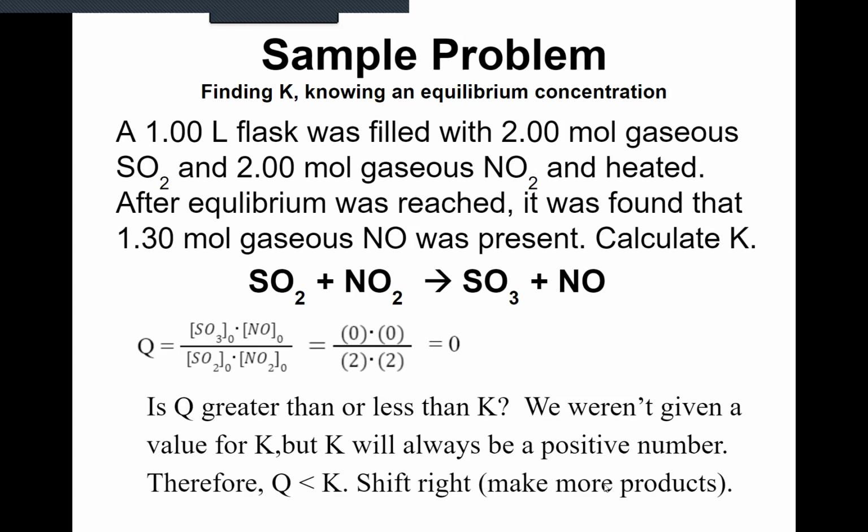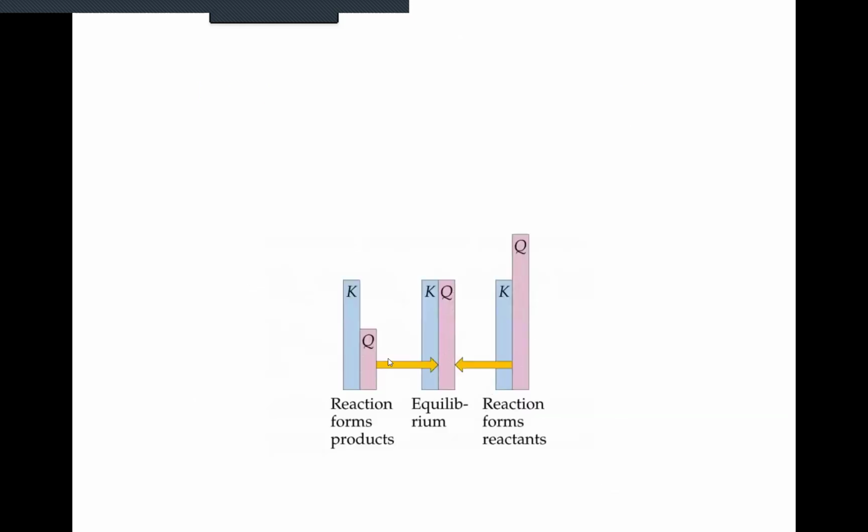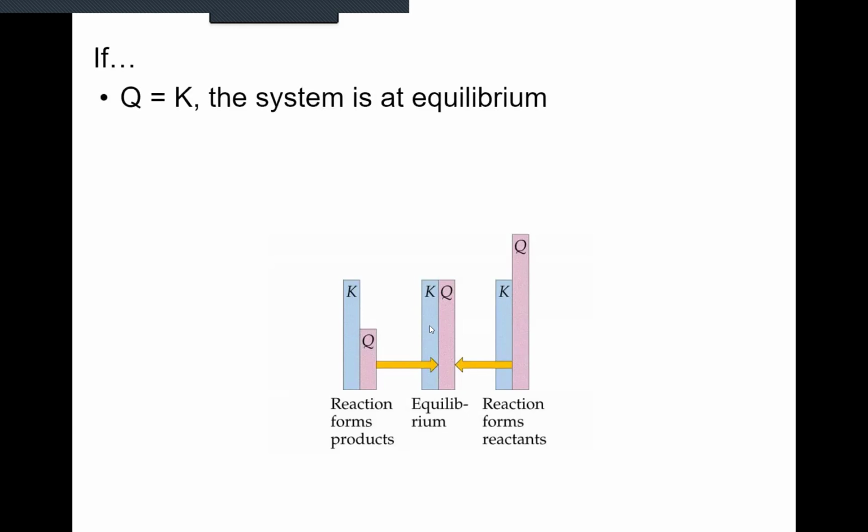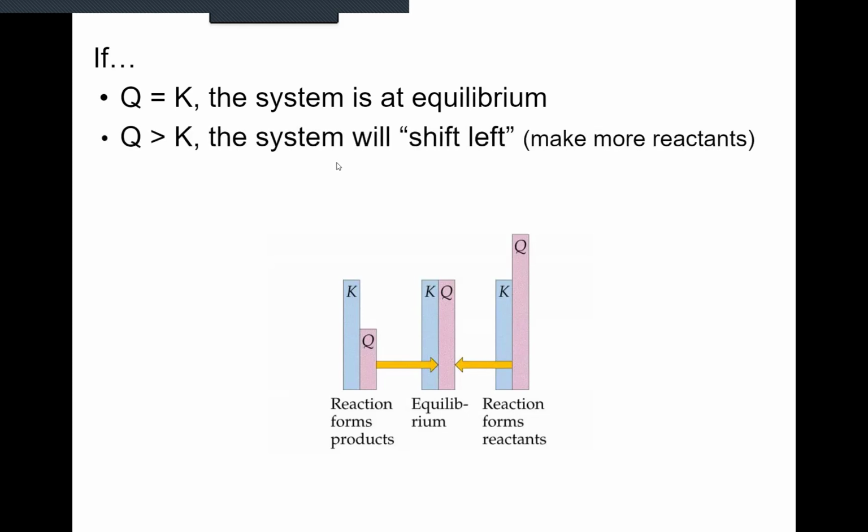Okay. Now let's talk about what that means. Revisiting our bar graph from note set 2 in Unit 9. If Q is less than K, we need to shift right to reach equilibrium. That means our calculated ratio of product concentrations over reactant concentrations isn't high enough yet to be considered at equilibrium. If Q is equal to K, then your system is already at equilibrium, no shift needed.